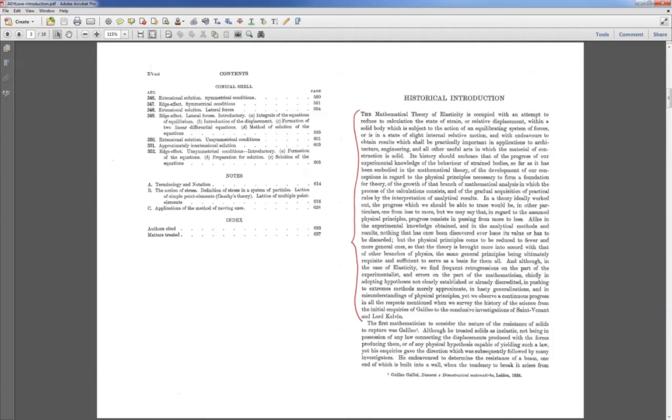And it says, for historical introduction, the mathematical theory of elasticity is occupied with an attempt to reduce to calculation the state of strain or relative displacement within a solid body which is subject to the action of an equilibrating system of forces or is in a state of slight internal relative motion, and with endeavors to obtain results which shall be practically important in applications to architecture, engineering, and all other useful arts in which the material of construction is solid. Okay, so one of the things that you'll notice is that the way sentences were written a number of years ago is a little bit different than how we write sentences today.